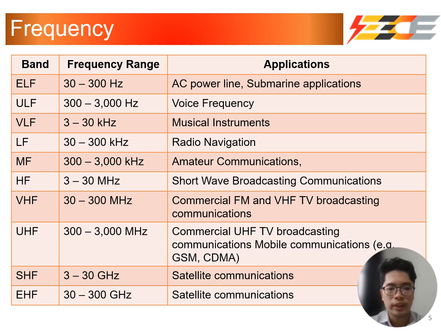Moving on to medium frequencies, 300 to 3000 kHz, the major application of frequencies in this range is AM radio broadcasting, which is 535 to 1605 kHz, and marine and aeronautical communications also take place in this range. Moving on to high frequencies, 3 to 30 MHz, the main application is shortwave broadcasting communication. These are frequencies generally known as shortwaves. All kinds of two-way radio communication take place in this range.